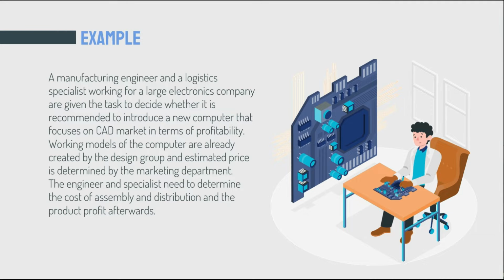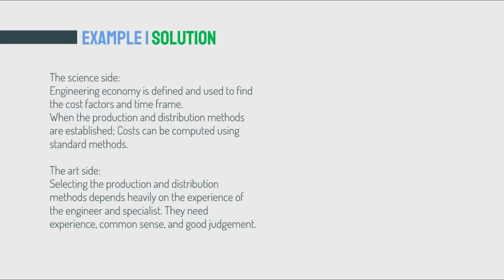Now let's go with both sides. Firstly, we go with the science side, then we go with the art side. Now for the science side, engineering economy is defined as used to find the cost factors and time frame. So to be able to calculate the cost and how long it takes, there are already engineering economy concepts that can be used to find those factors.